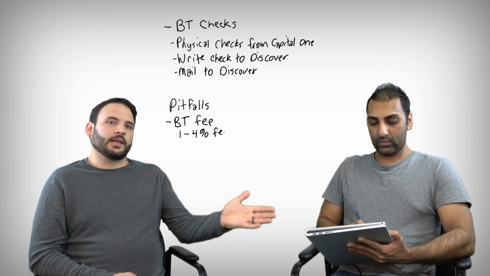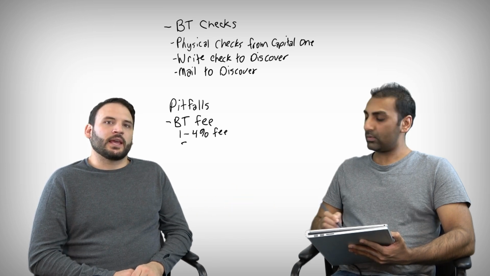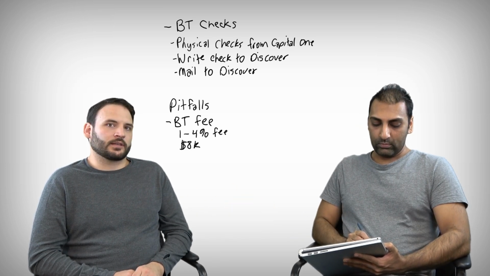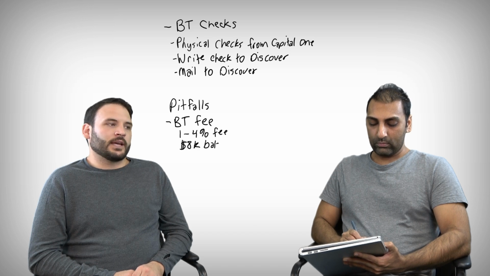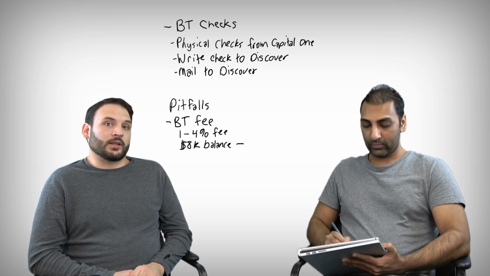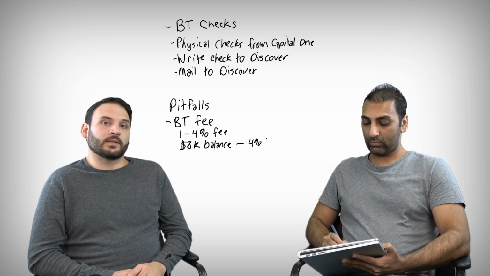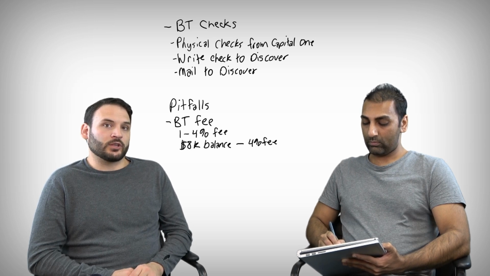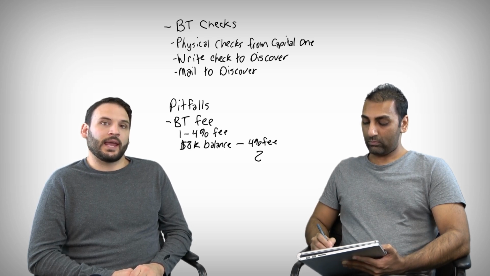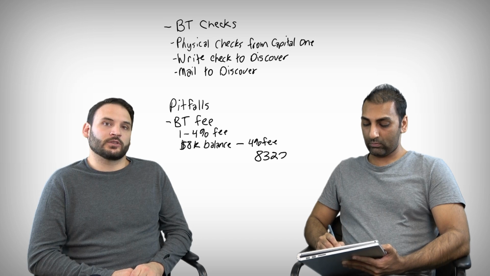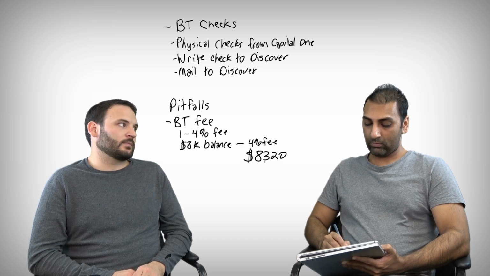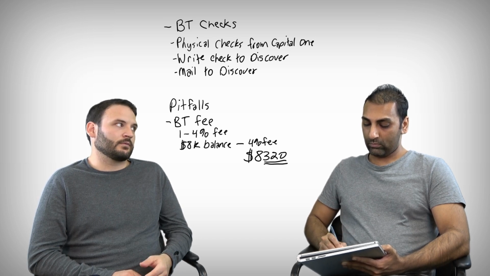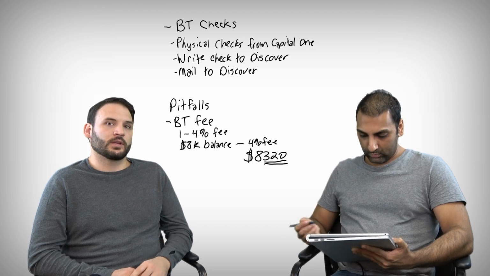So in the example that we've been talking about, there's a $8,000 balance on a Discover card. If that debt gets transferred to Capital One, if there's a 4% balance transfer fee, then the balance that will end up on Capital One after the transfer is completed will be $8,320 because $320 is 4% of $8,000.